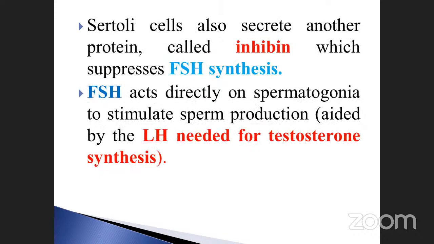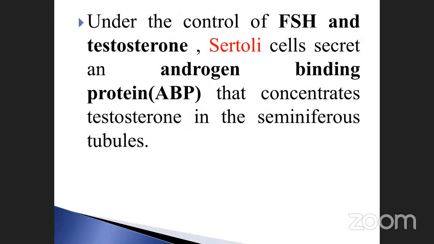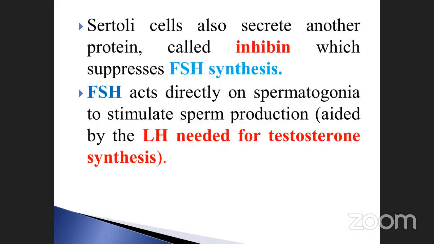See here. Sertoli cells also secrete another protein called inhibin. There are two types of protein secreted by the Sertoli cell. One is called androgen binding protein. Another one is inhibin, which suppresses the FSH. I already told you. Suppose FSH is produced with more hyperactivity. What will happen? Automatically the Sertoli cell produces the inhibin protein molecule. They suppress the production of FSH. As a result, the FSH production will be reduced.